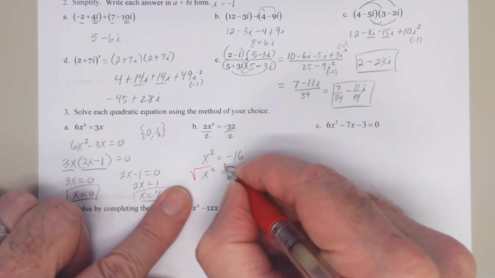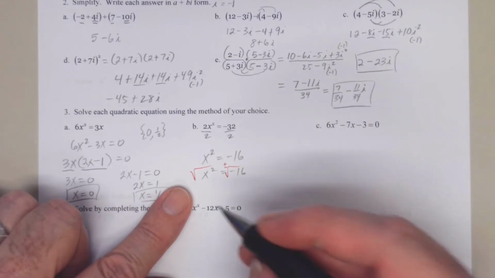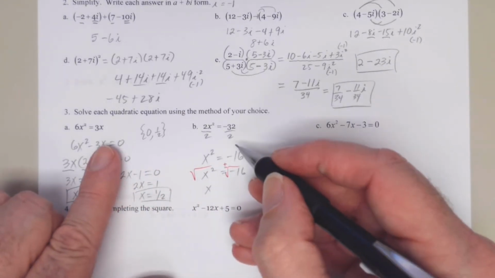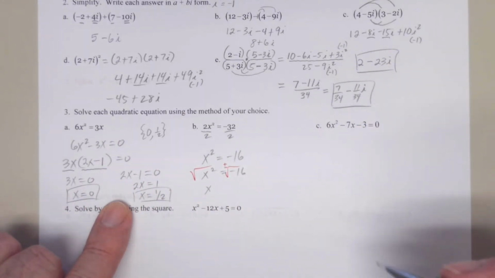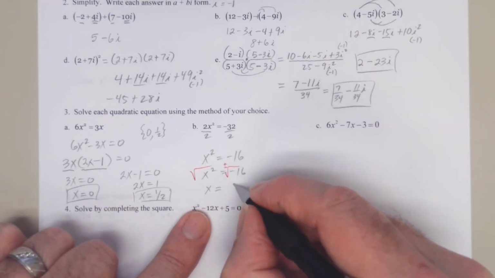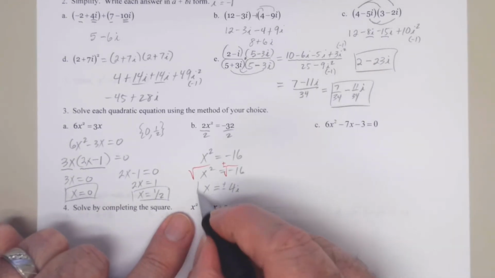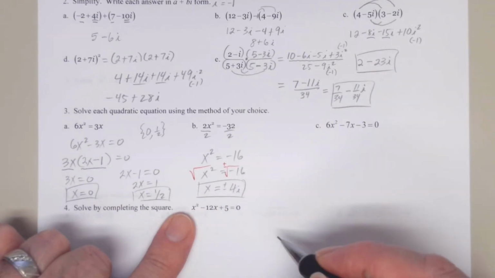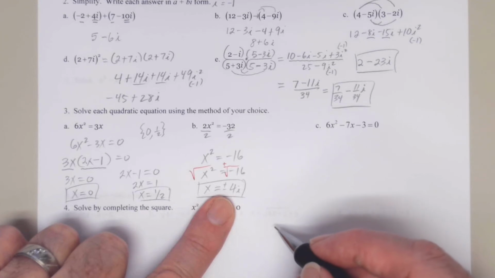We learned we got to do that plus or minus thing when we do that, because there's going to be a positive and a negative answer. In fact, with quadratic equations, we normally find ourselves getting two answers. And the square root of negative 16 is 4i. So this will be plus or minus 4i. So your two answers are negative 4i and positive 4i, which you can write like this.